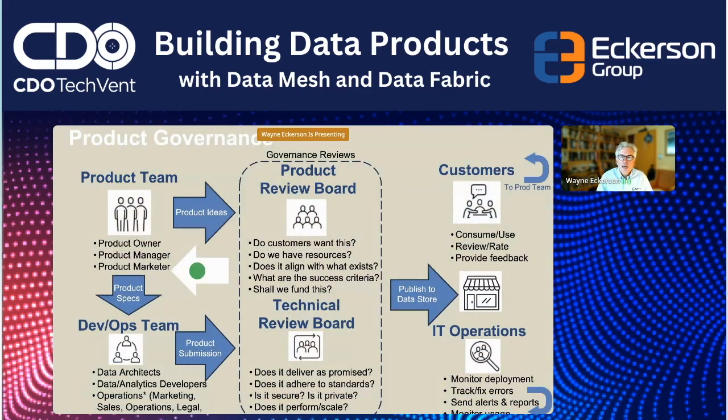Product governance. This is a complicated little workflow. I'm not going to go through it all. But just like it takes a village to raise a child, it takes a number of teams and a number of governance boards to create a data product, as you can see here, especially one that's delivered externally. You're probably going to get, in your DevOps team, you're going to get operations involved. And you're going to need a product review board to understand if you want to publish this product and produce it. A technical review board to evaluate whether it's hitting the standards that you need.